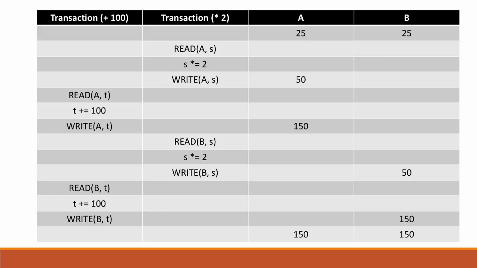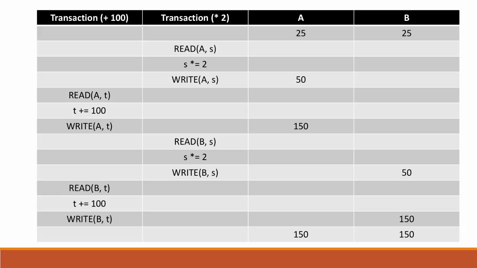So these are the same transactions from before. And what if I did part of transaction doubling? So I take A and double it. So 25 gets doubled to 50. And then I read A and add 100 to it. Now A is 150. And then I read B and double it. I get 50 here. And then I read B and add 100 to it. I get 150. And now my final database state is 150 and 150.